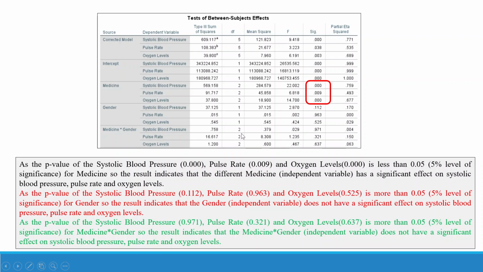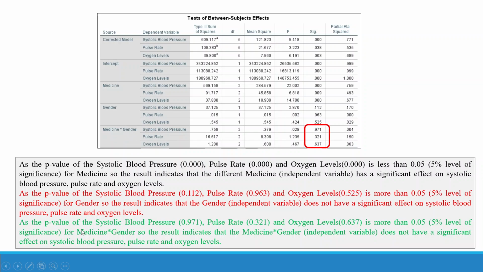Now let's see for gender, as the p-value of the systolic blood pressure, pulse rate, oxygen level is more than 0.05 for gender. So the result indicates that the gender does not have a significant effect on systolic blood pressure, pulse rate, and oxygen level. Now let's see for the interaction term.